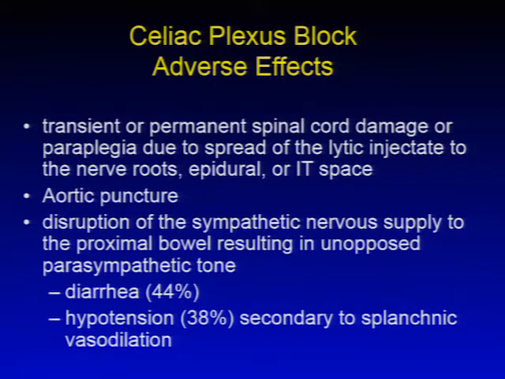Adverse side effects of a celiac plexus block can include transient or permanent spinal cord damage or paraplegia due to the spread of the lytic injected to the nerve roots, epidural space, or intrathecal space. An aortic puncture may occur. Disruption of the sympathetic nervous system typically results in unopposed parasympathetic tone. Therefore, the side effects of this block are typically diarrhea and hypotension, secondary to splanchnic vasodilatation.